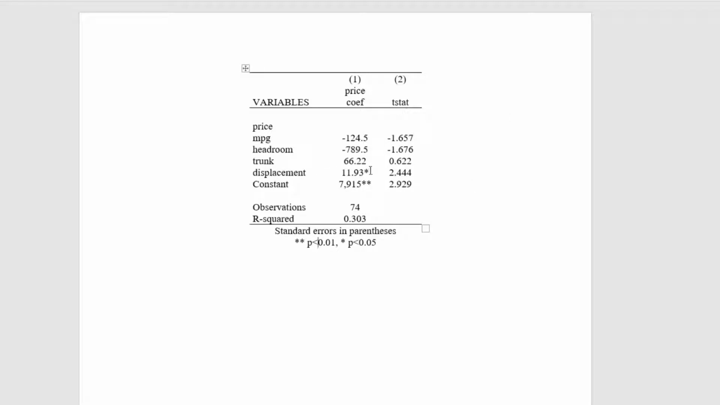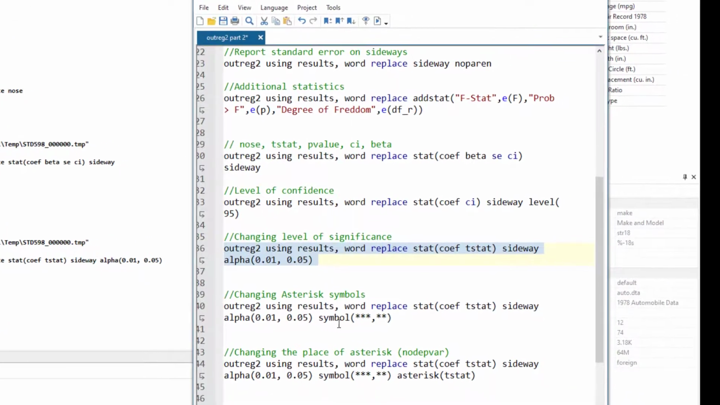But instead of this, what I want is to be consistent with my previous tables or with other research. I want three stars for the 1% level of significance and two stars for the 5% level of significance, and we have an option for this in the Outreg2 command. The option is symbol. So in this case, I want the symbol three stars for this alpha option, and then two stars for this alpha option. Let me run this command.